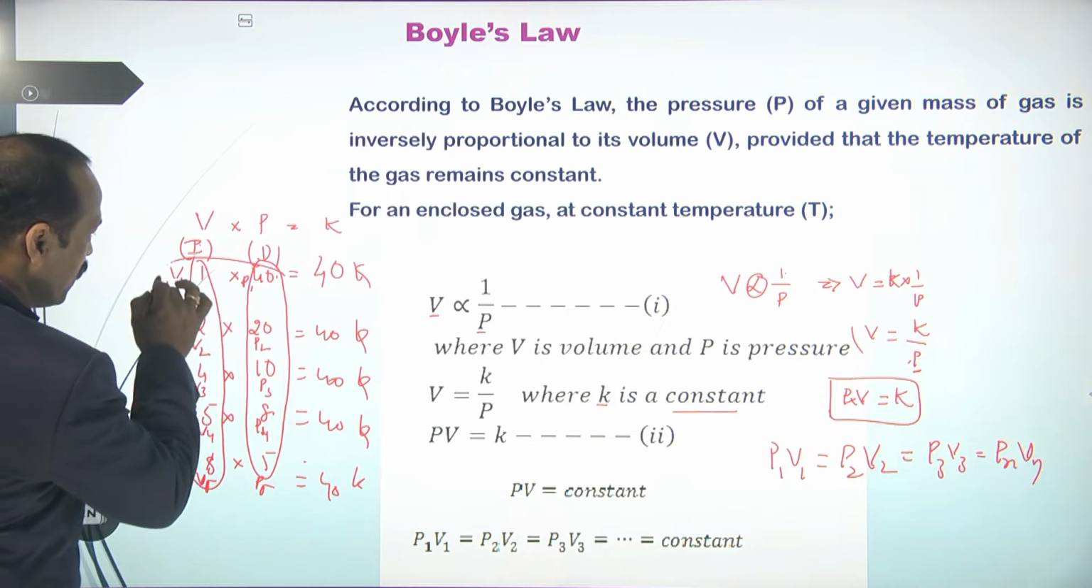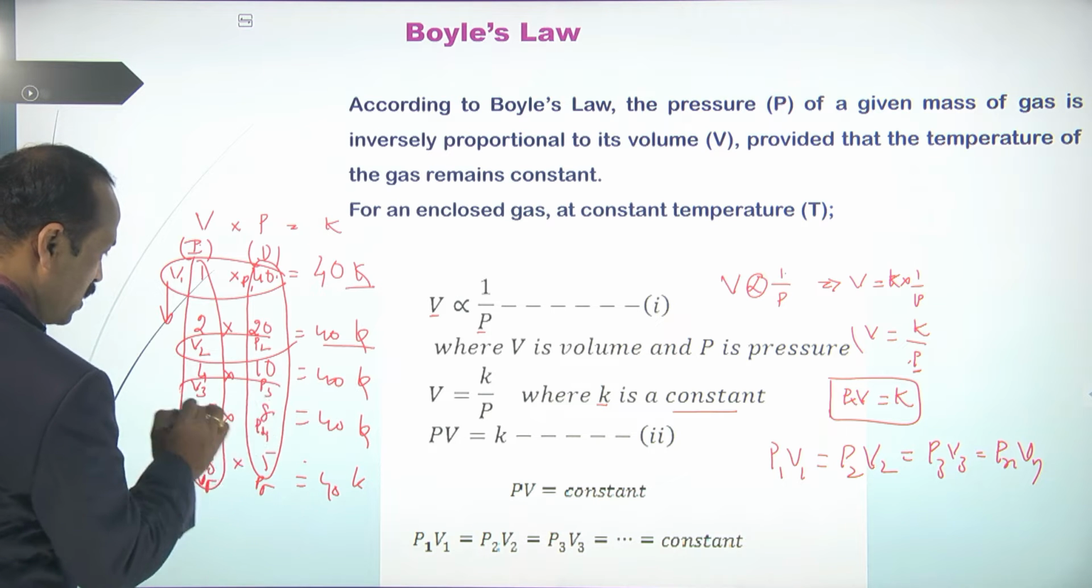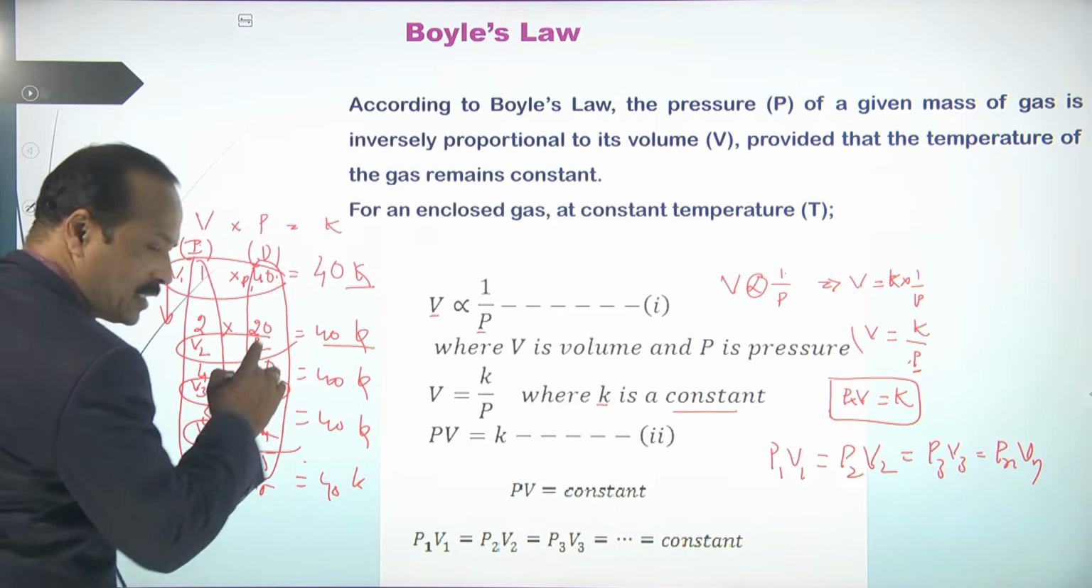The meaning is P1 V1 is equal to K, P2 V2 is equal to K, P3 V3 is equal to K, like this. Is this clear to you?